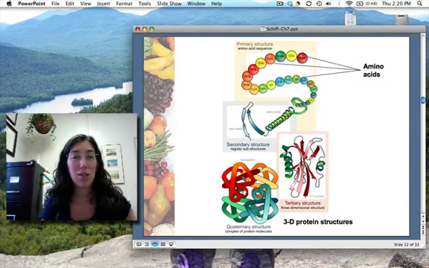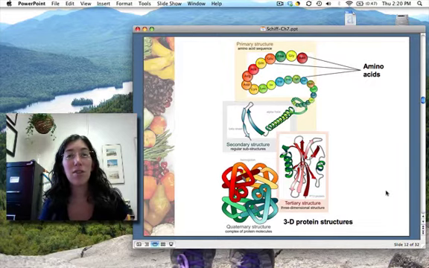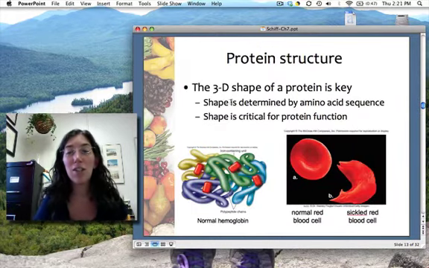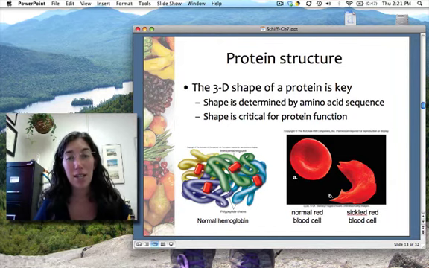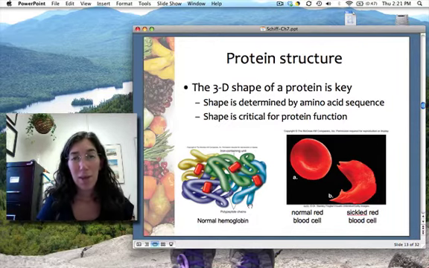And that three-dimensional shape that it takes on is so critical to the function of that protein. A protein's function is dependent on its three-dimensional structure, okay? So the 3D shape of a protein is key. It determines its function, it determines that protein's properties, etc. So an example of a protein in the body where the structure is important is hemoglobin.